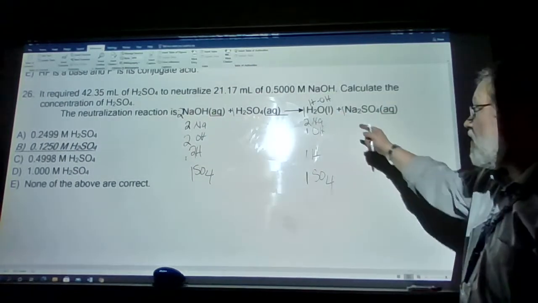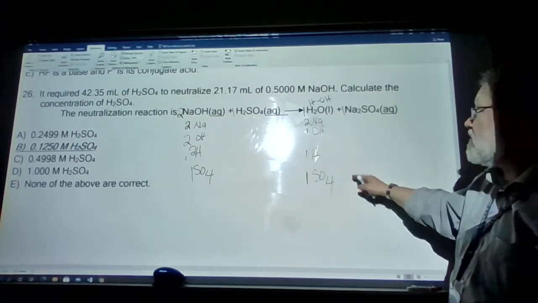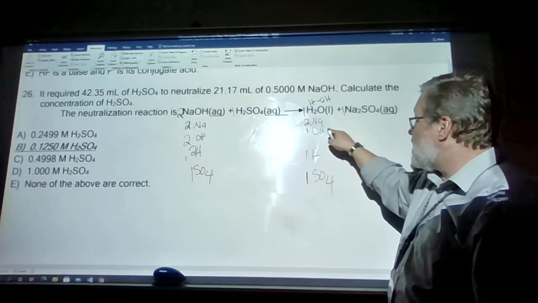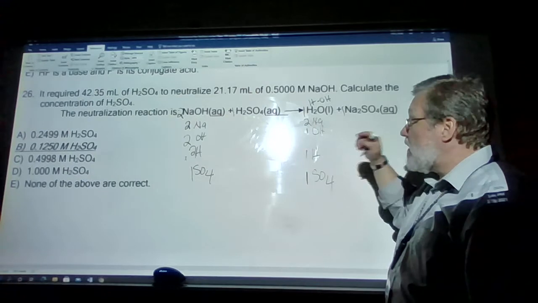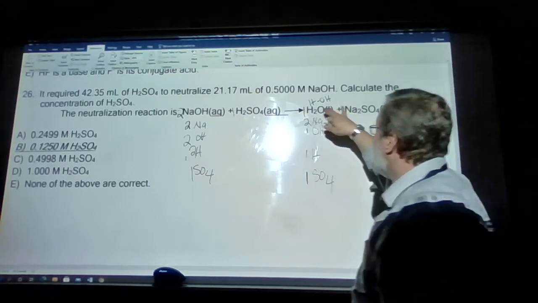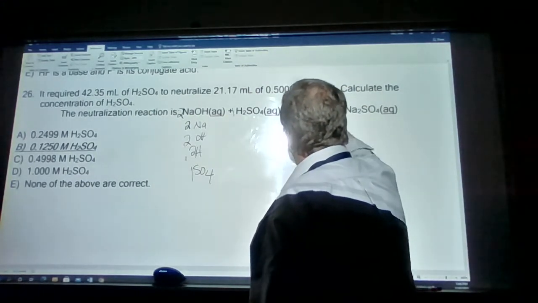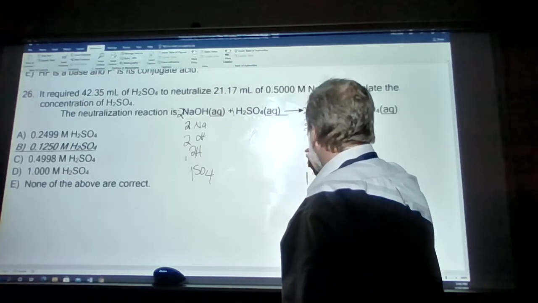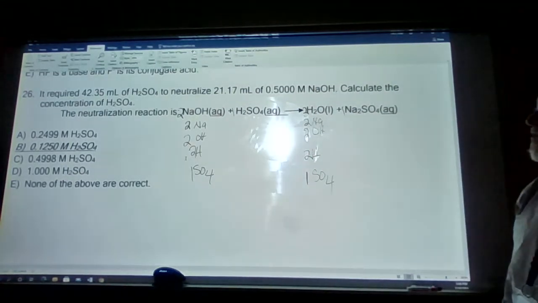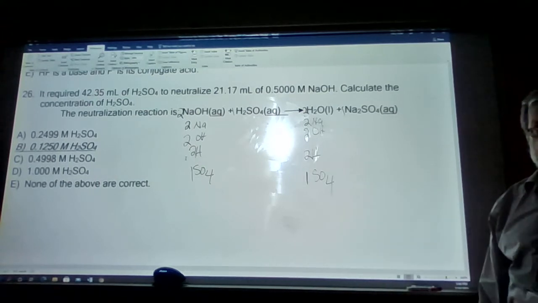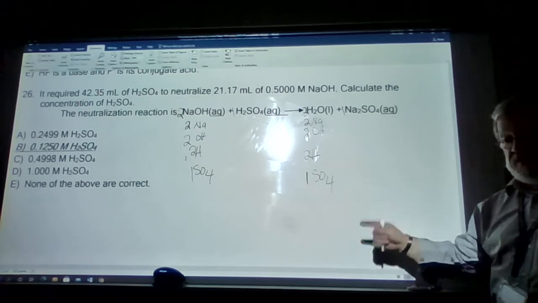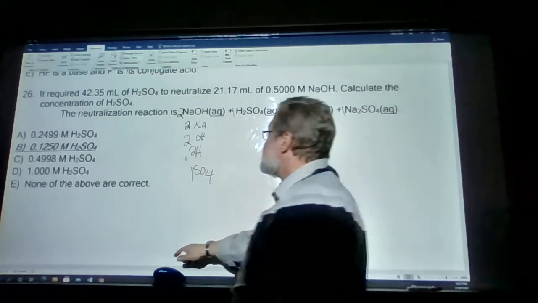So we've got our sodiums balanced, our sulfates are balanced, but notice our H and OH are not balanced. So this is 1 OH, 1 H, we need 2. So we put a coefficient of 2 in front of that. Now we have 2 OH and 2 H. Now the equation is balanced. We have the same kinds of things on both sides. We got the same numbers of things on both sides.